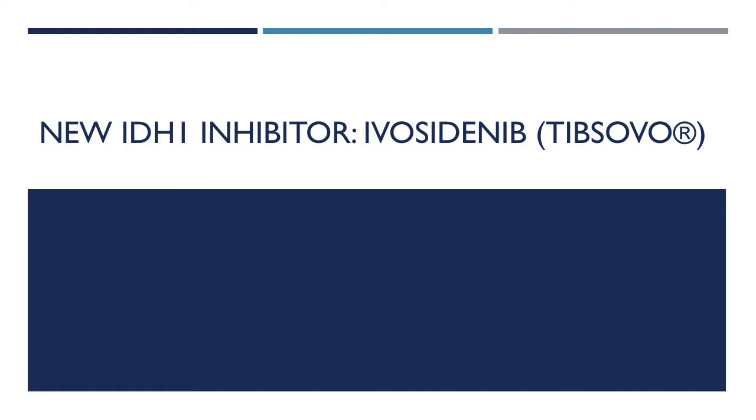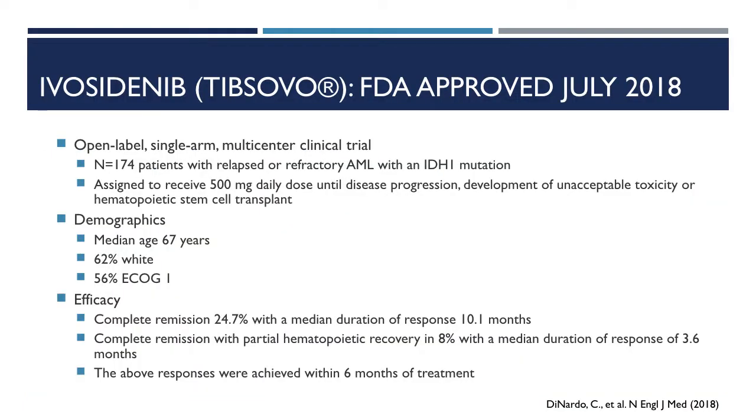So let's start talking about our new IDH1 inhibitor, ivosidenib, or Tibsovo. This was FDA approved in July of this year, and it's approved based off of a phase 1 trial that hasn't yet been published. And they have 174 patients with relapsed or refractory AML in addition to an IDH1 mutation.